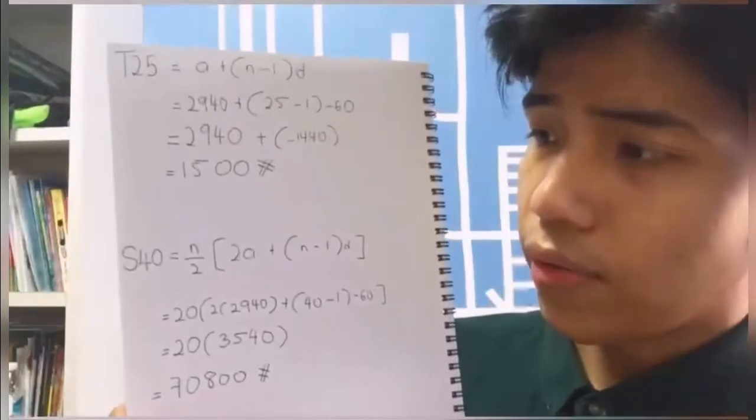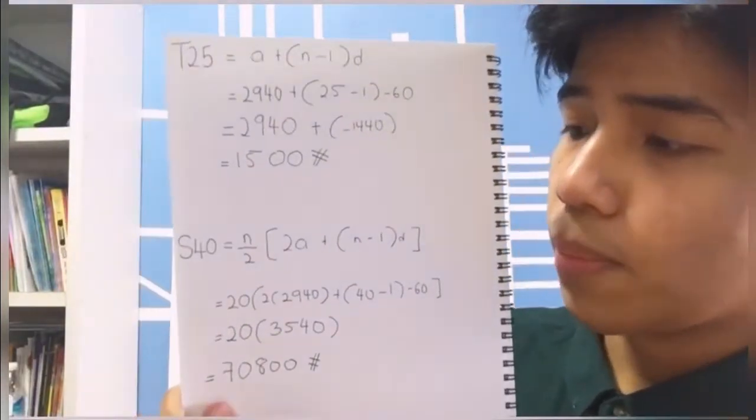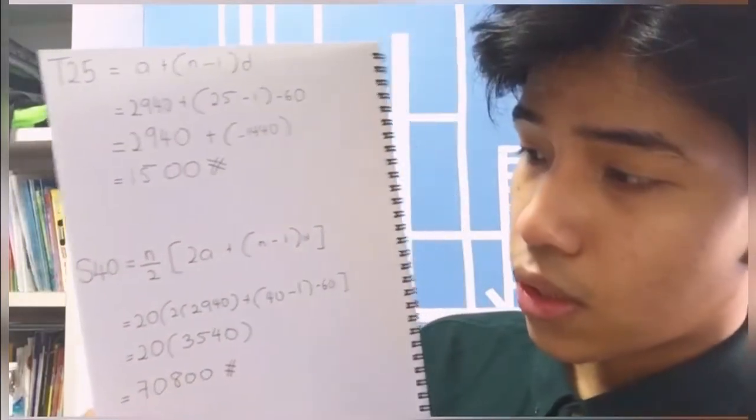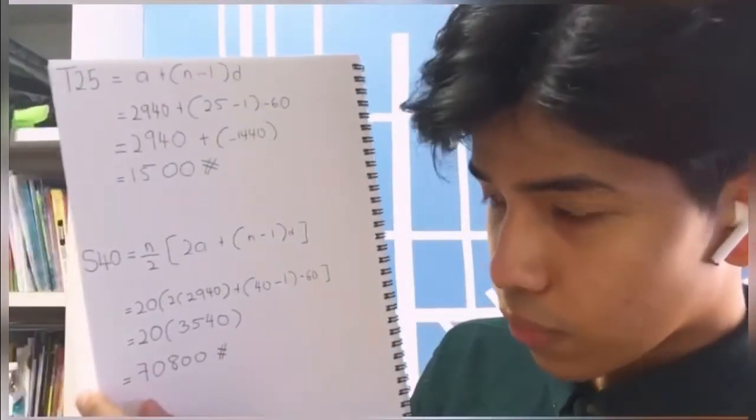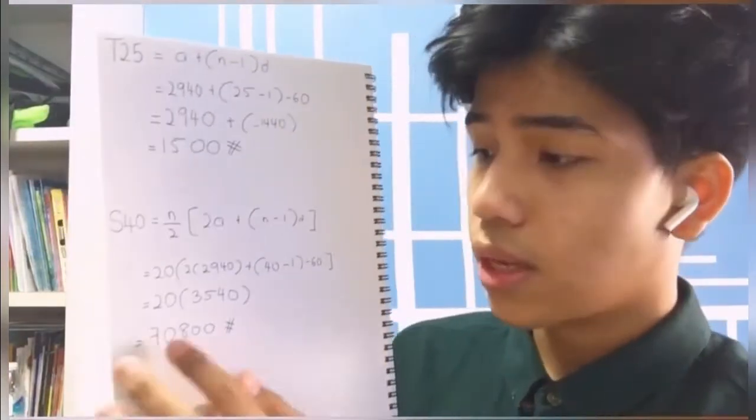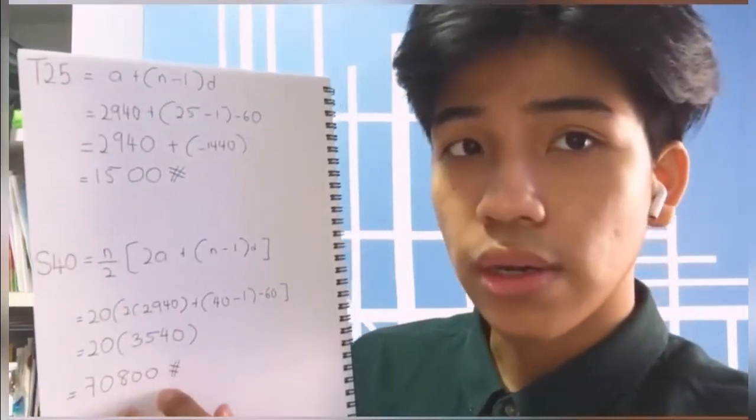For the last question, the question asks for the number of houses in 40 years. So by using the arithmetic sequence Sn formula, n divided by 2 multiplied by (2a plus (n minus 1) times d), the total houses that were built in 40 years is 70,800. So that's all from me. Thank you.